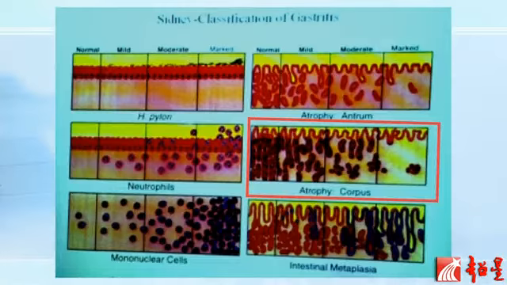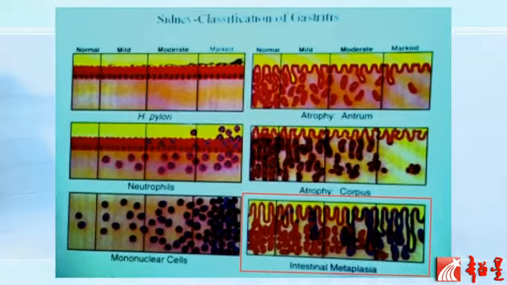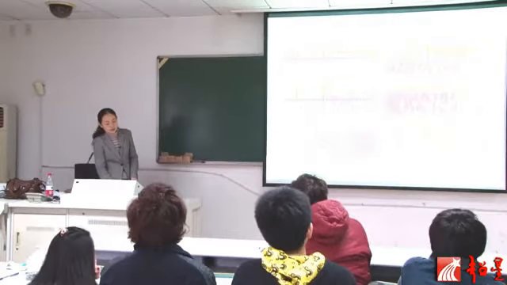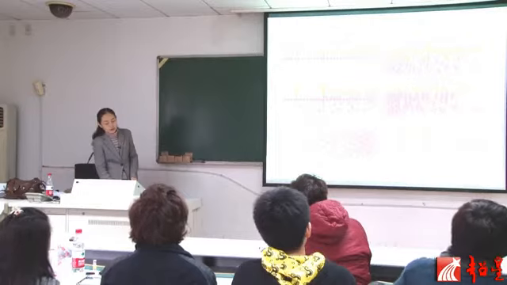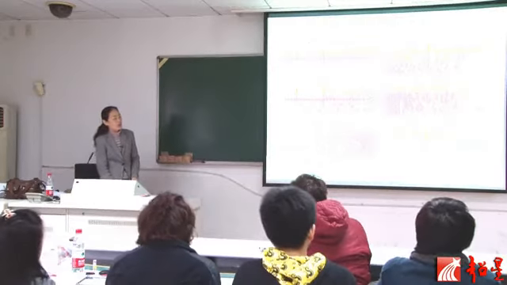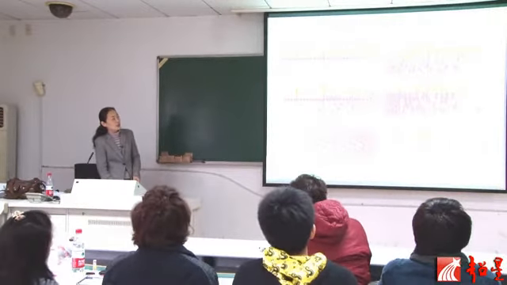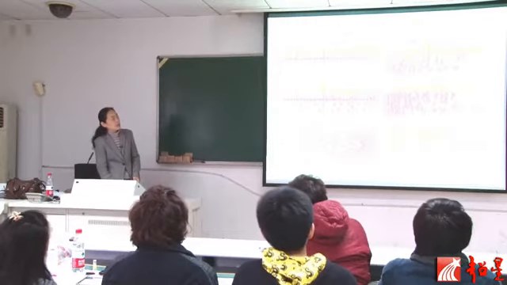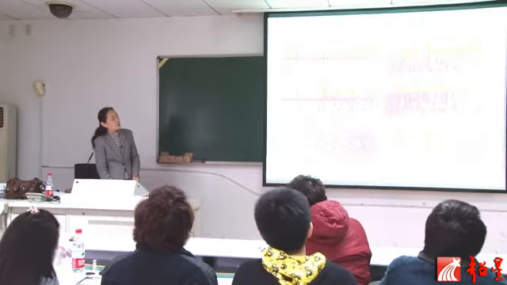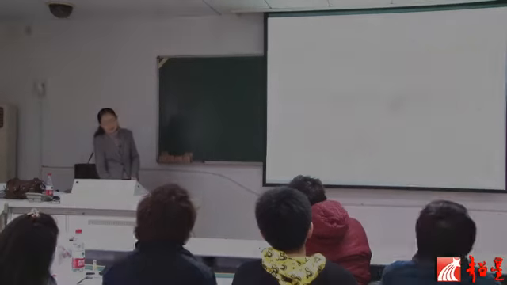Here also these are the acid-producing glands. And here is intestinal metaplasia. We see the goblet cells increase. So according to the number of HP, the different cells, the atrophy of glands and the metaplasia of glands, gastritis can be divided into mild, moderate, and marked.